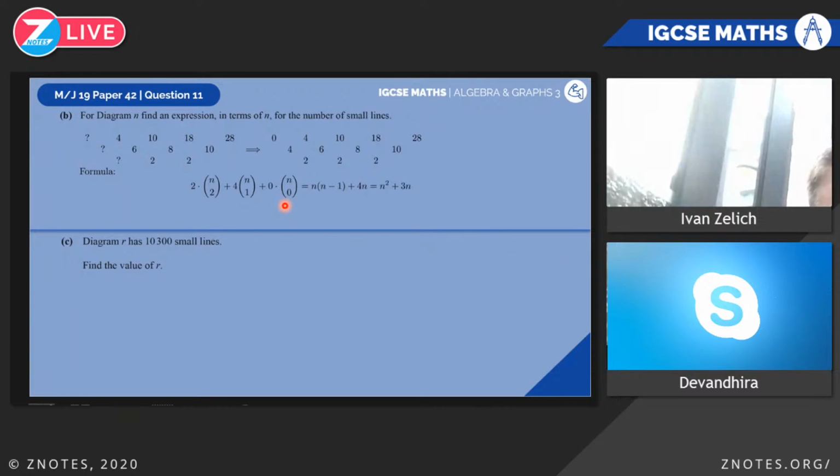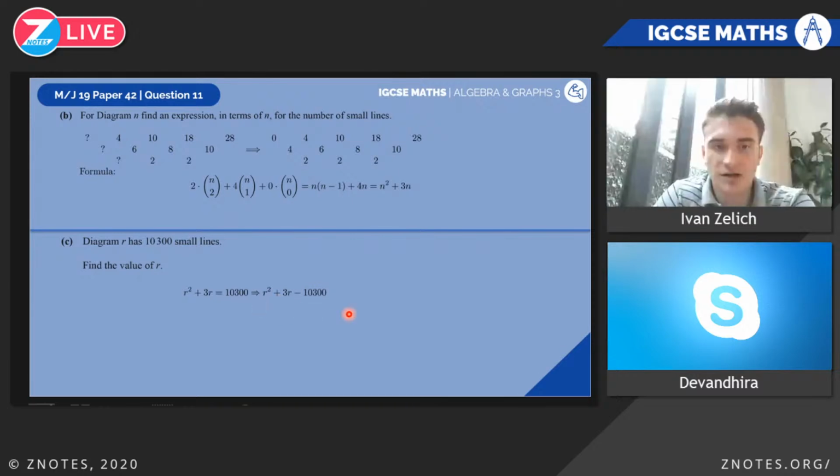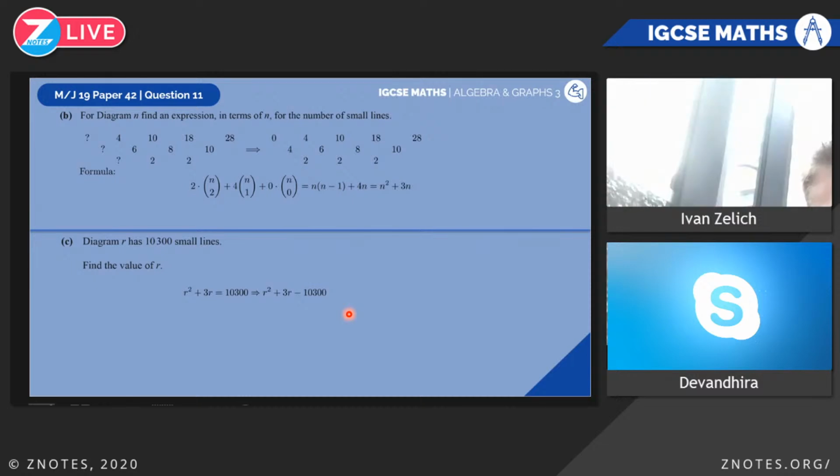Okay, so now we're going to go with C. So C is diagram R has 10,300 small lines. Find the value of R. So we have our formula, which is n squared plus 3n. So r squared plus 3r is 10,300. And we want to then find the value of r that solves this. So we can then get a quadratic equation by taking it to the other side. So r squared plus 3r minus 10,300 is 0.